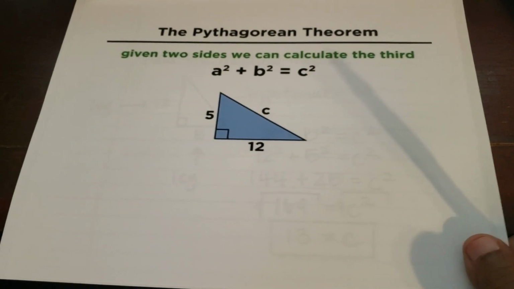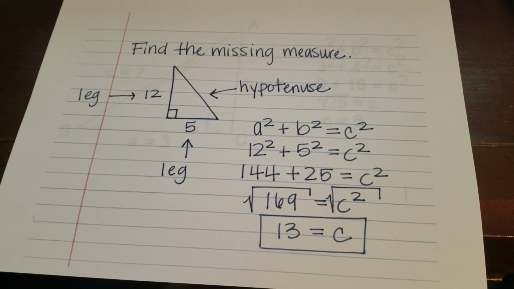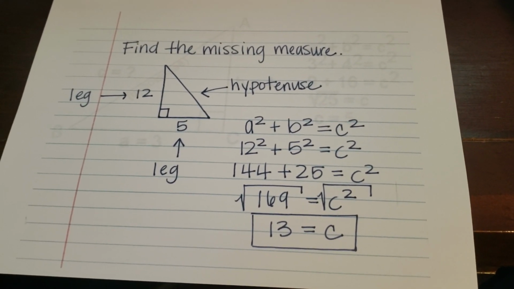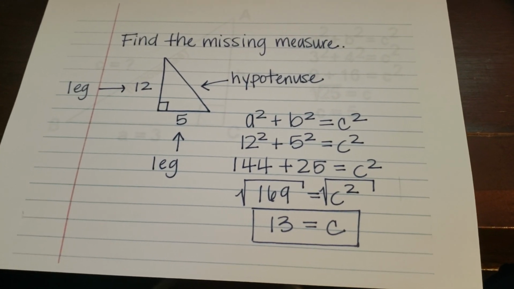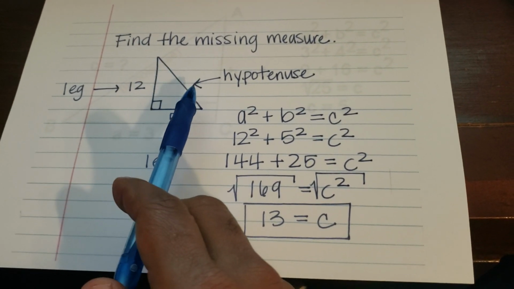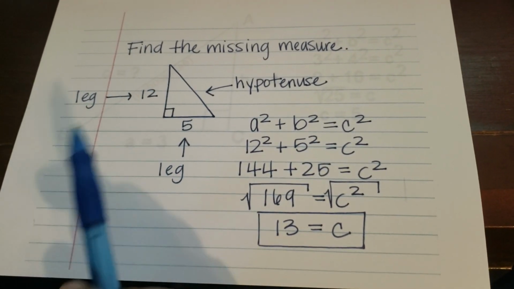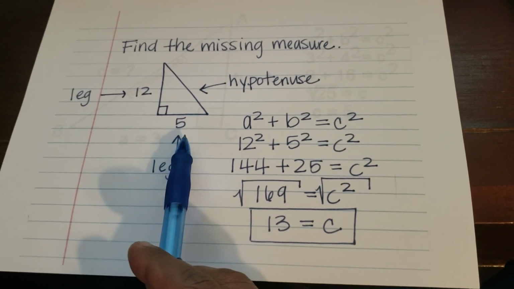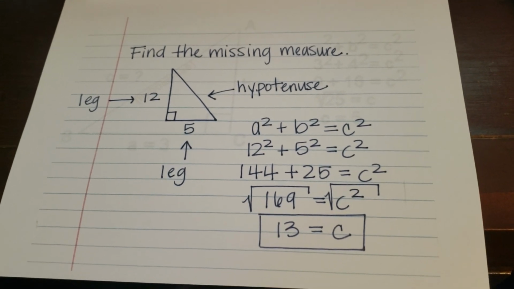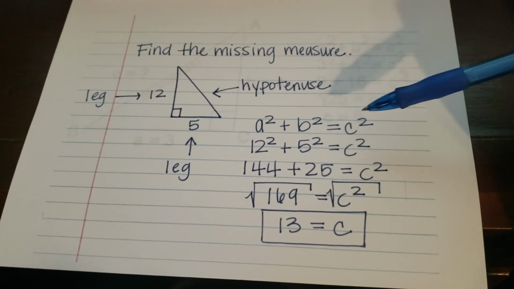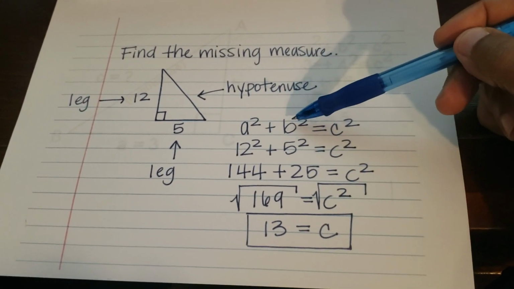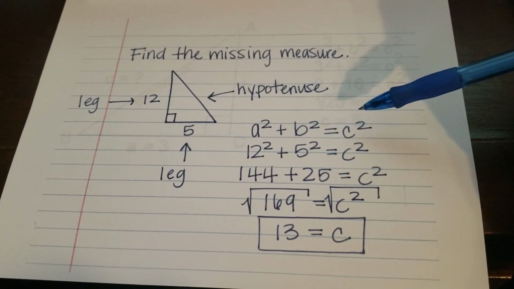So, for example, let's say we have two sides here, and we want to find the missing side. In this case, it's the hypotenuse. They gave us one leg, which is 5. The other leg is 12. So to solve this kind of problem, the first thing you do is write the formula: a squared plus b squared equals c squared.